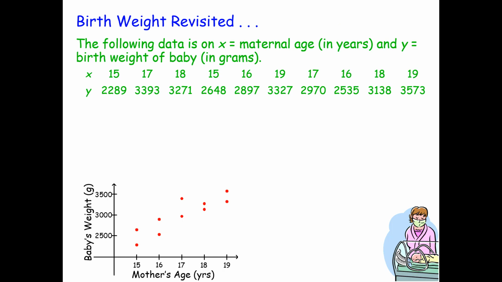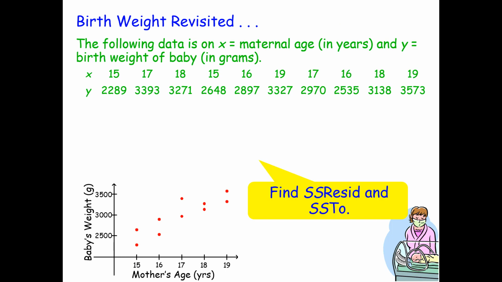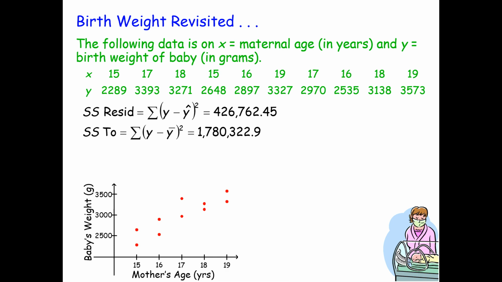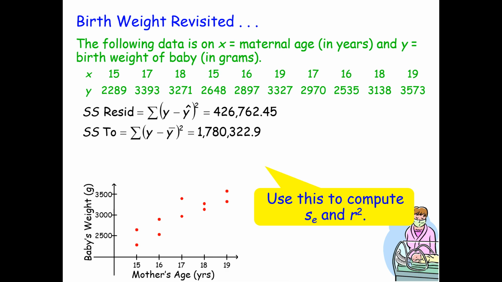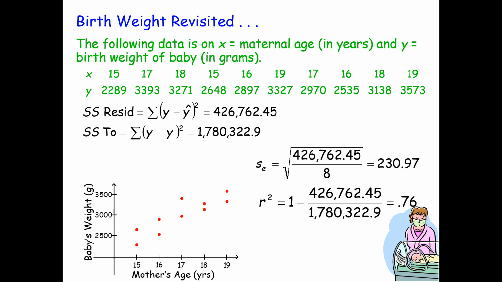Let's go back to our scatter plot. If we want to find our SS residual and our SS total, we plug those in, because remember we have those values. That's going to give us 426,762.45 for our SS residual, and our SS total will be 1,780,322.9. We use this to compute our S sub E, our standard deviation, and our r squared, so we plug those values in.